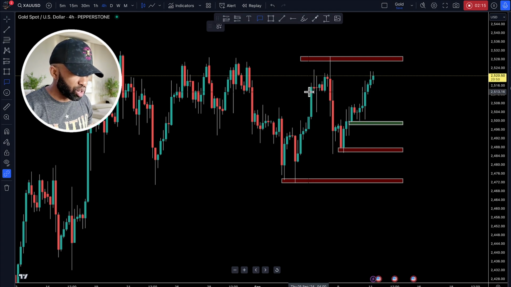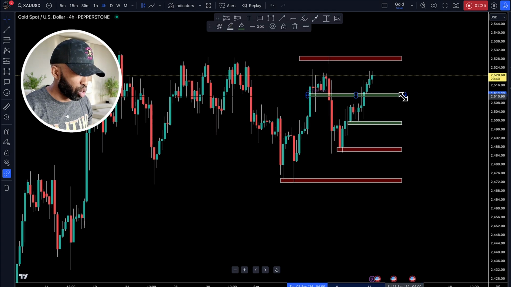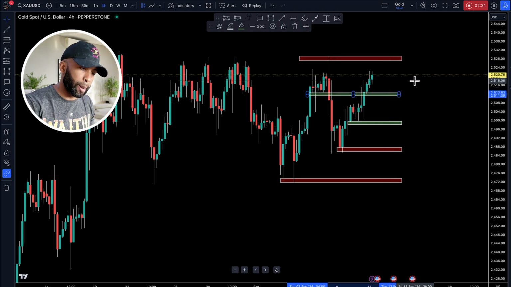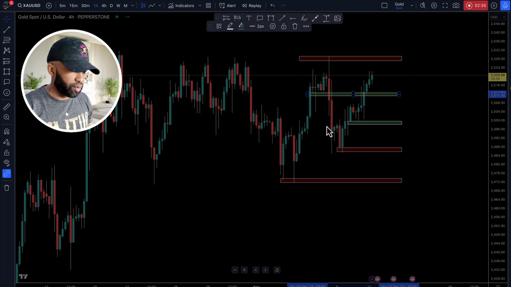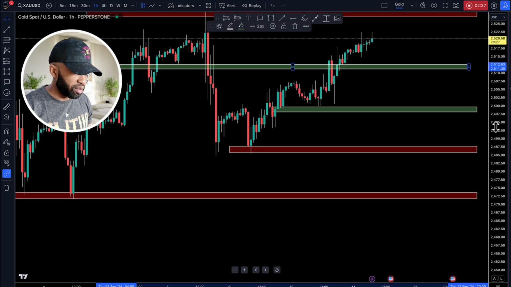So I find zones on the daily, 4 hour and lower time frame. So marking them and color coding them just helps me be aware at all times without me having to go back and forth. So it really helps. Believe that.